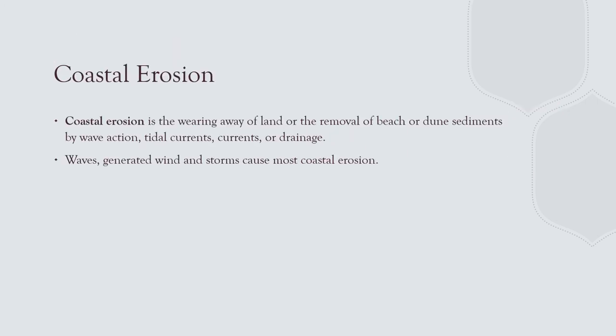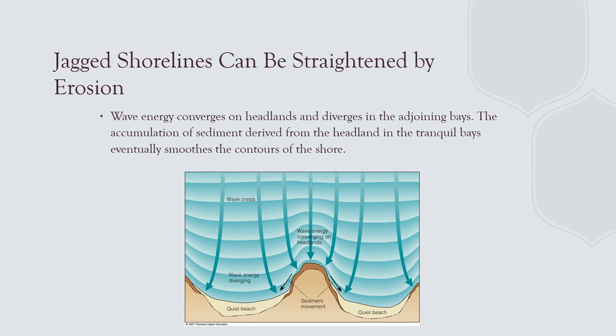Coastal erosion is something we're always fighting. We talked about longshore currents and rip currents and how they move our coastal regions, especially beaches. Waves tend to bend towards shallow water and deposit in the deeper water, so you get your beach deposition and your headland erosion.